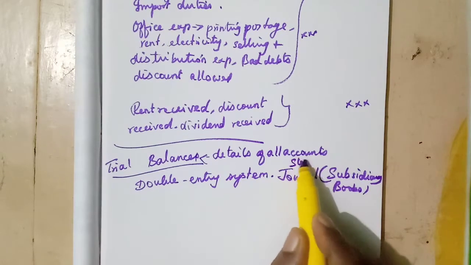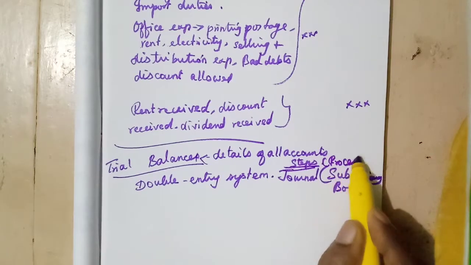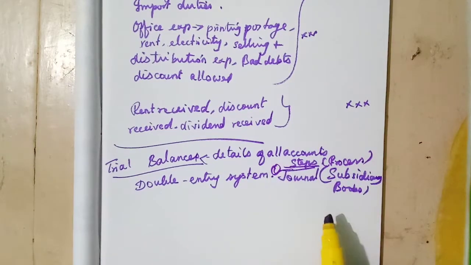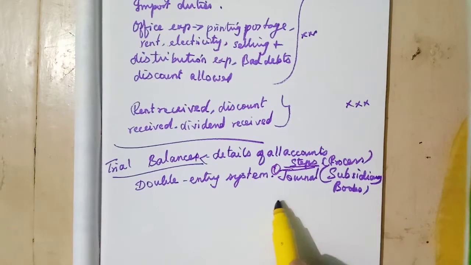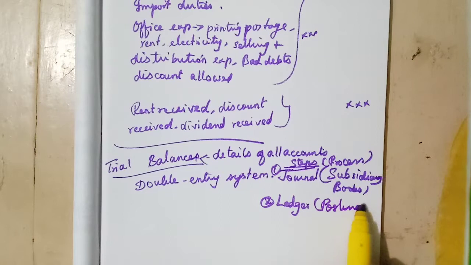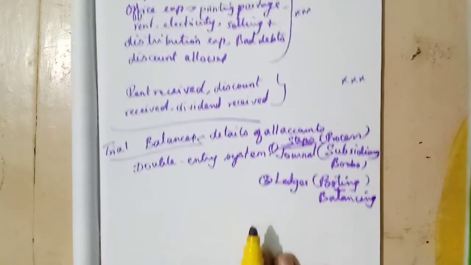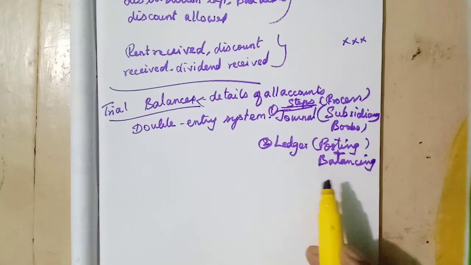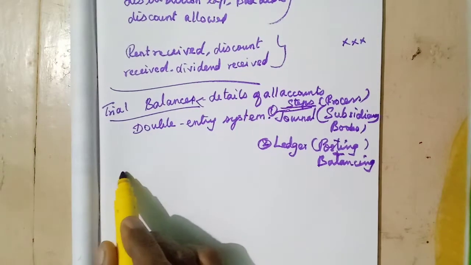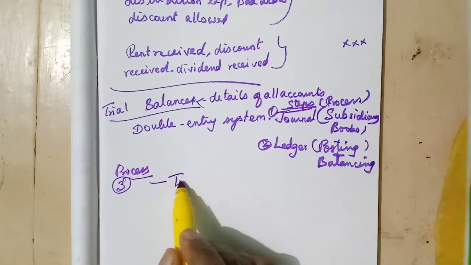Okay, steps of the process of accounting. First one is preparing journal entry or entering in the subsidiary books. Next one, preparing ledger accounts or posting and balancing, that we have done, isn't it? That is the second step we have learned, the second process of accounting. Now, the third process of accounting is what? Preparing trial balance.